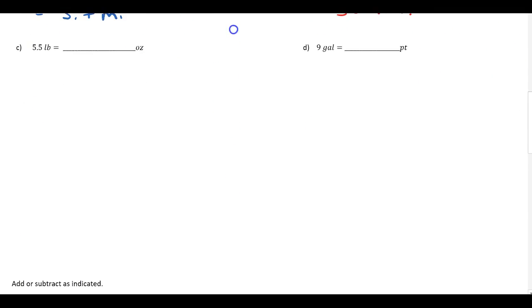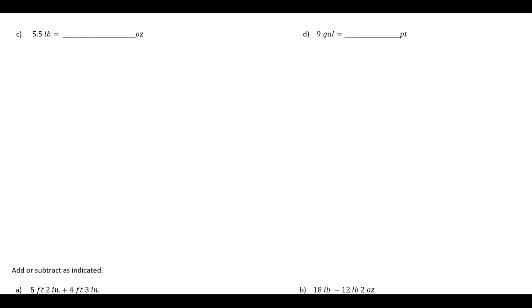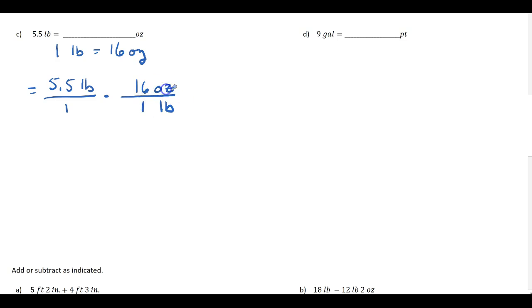Okay, let's look at ounces, pounds, gallons, that type thing. So I want to go from 5.5 pounds into the number of ounces. Again, if I look at my conversion chart, I see that 1 pound is equal to 16 ounces. So I'm going to start with 5.5 pounds over 1. And since I have pounds on the numerator, I want pounds on the denominator. So I'm going to have 1 pound on the denominator and 16 ounces on the numerator.